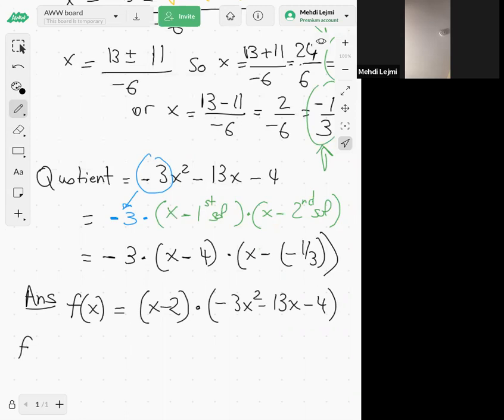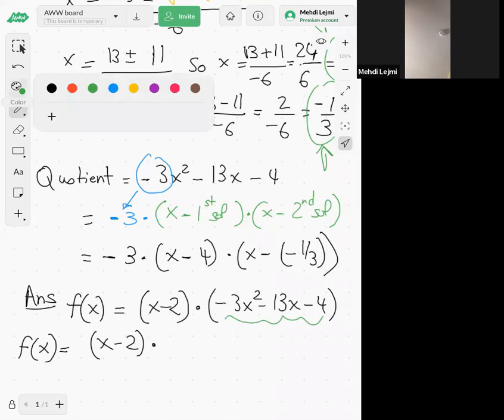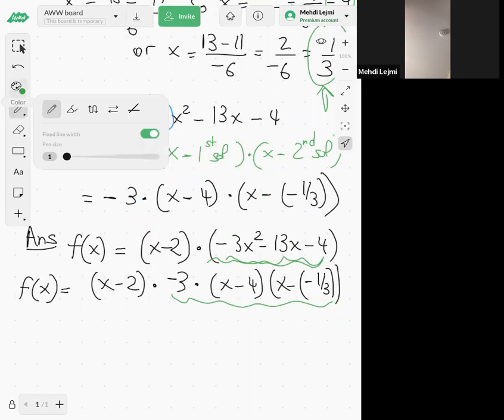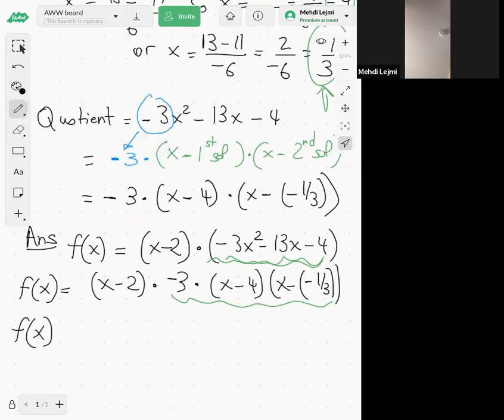But now f of x would be equal to x minus 2, times this quadratic function, which turns out to be negative 3 times x minus 4 times the x minus negative 1/3. All right. So that's my quotient, right? In other words, if you move the negative 3 to the front, f of x would be negative 3 times the x minus 2 times the x minus 4 times the x minus negative 1/3. That would be x plus 1/3. So this is the complete factorization of f of x.